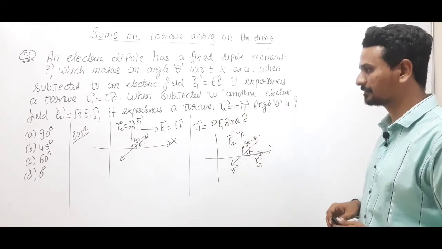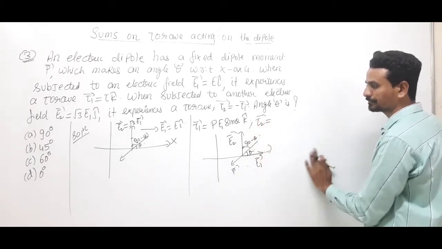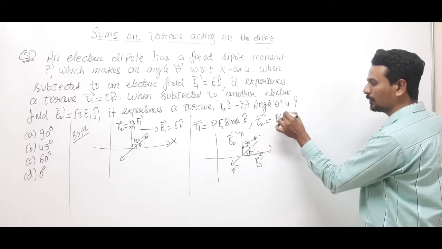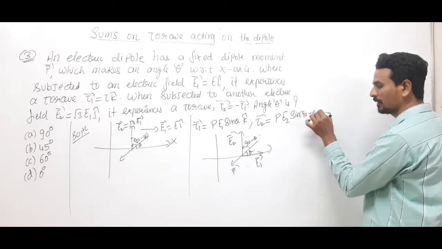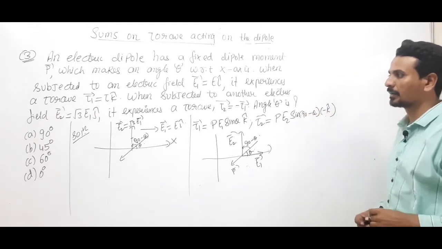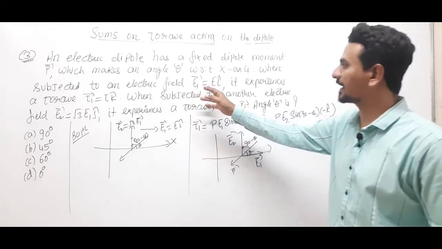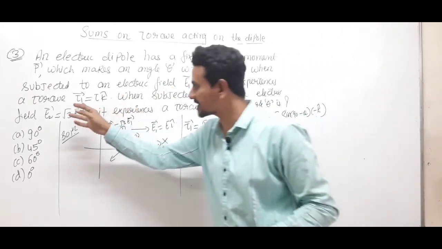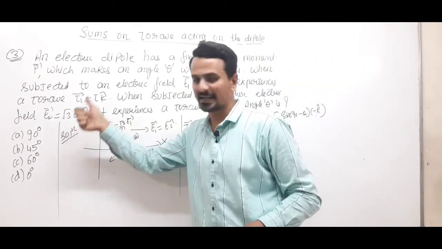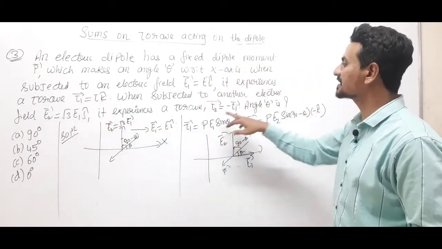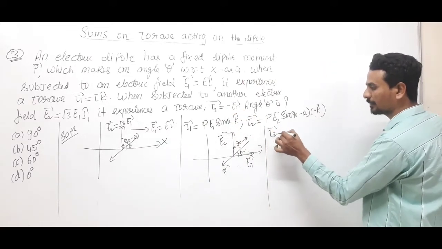So we need to find the angle theta. Okay, so τ2 will be equal to P E2 sin(90 minus theta), and minus k̂. Clear? Done? First, when you apply an electric field along the x direction, it experiences a torque along positive k. Now when you apply an electric field along the j direction, it experiences a torque which is minus of τ1. Okay, so now let us compare this. τ2 is minus of τ1.